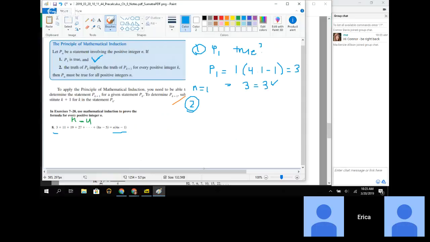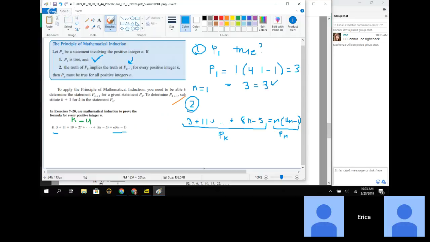So right now we have that 3 plus 11 plus all this stuff plus 8n minus 5 equals n times 4n minus 1. I'm going to consider this right here your P sub k, and this your P sub n, if you want to call it that. To do step 2, you have to check for P sub k plus 1, so plus 1 more.